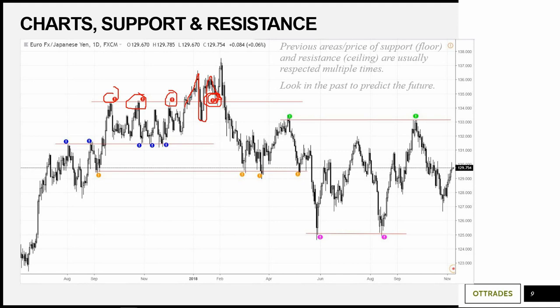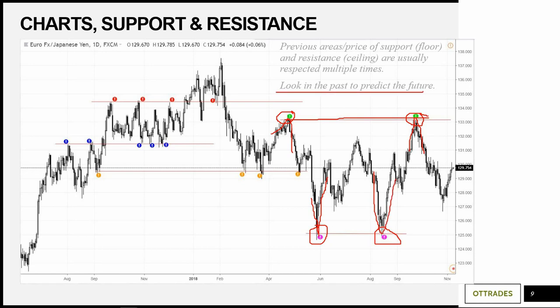Same goes for over in the purple and green areas. So just quickly: resistance, resistance, price can't break through this level, bounces off of it, bounces off of it, and same here, bounces off of this support level, and again bounces off of this support level. So it says here, look in the past to predict the future.